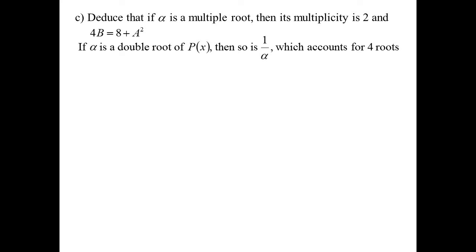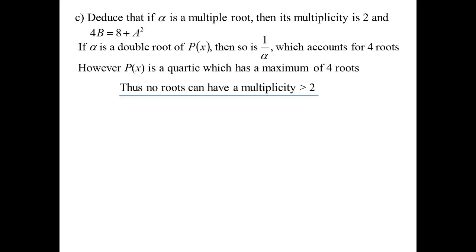Well, that's 4 roots. But our polynomial is a quartic, and we know a quartic will have a maximum of 4 roots. So therefore it can have no more roots, so these roots can't be of multiplicity bigger than 2. Another way of saying it, I suppose, is if alpha appeared 3 times, then 1 on alpha would appear 3 times. That would give me 6 roots. But I can't have 6 roots, otherwise it would be the 0 polynomial, and it's not in this case. So we now know that alpha is a double root.